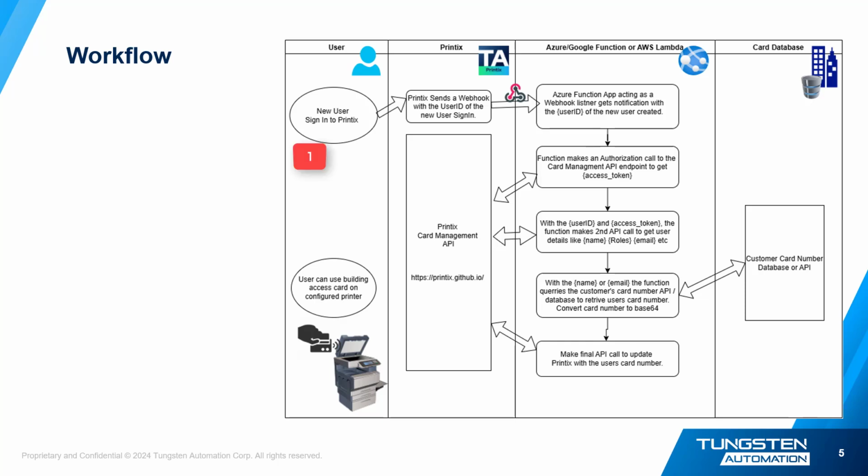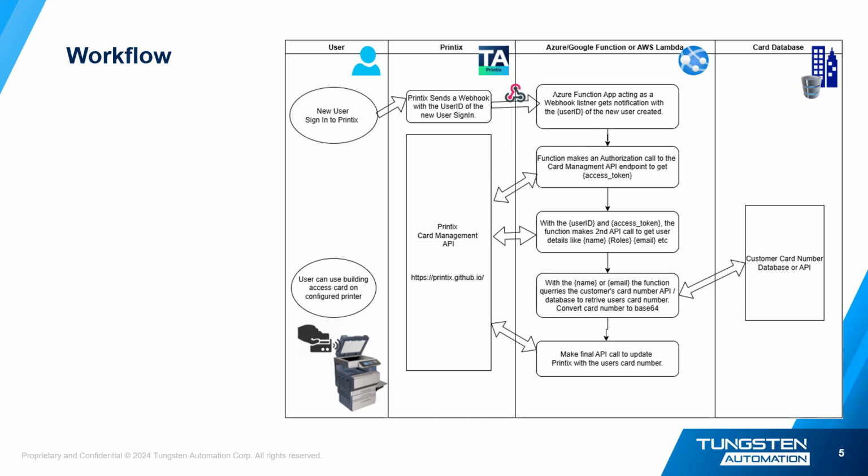When a new user signs into Printix, based on the configuration I just showed, it sends a webhook with the user ID of the new signed in user. This event can be received by any serverless computing platform like Azure Functions, Google Functions, or an AWS Lambda. When these functions receive the webhook, they get the user ID of the newly created user. The function then makes an authorization call to the card management API to get the access token.